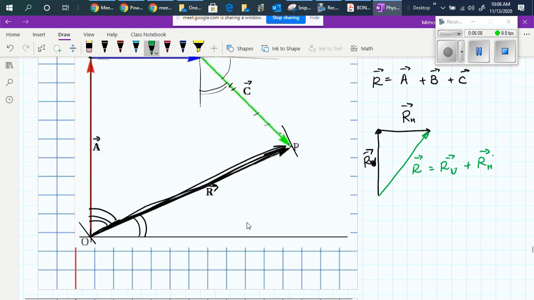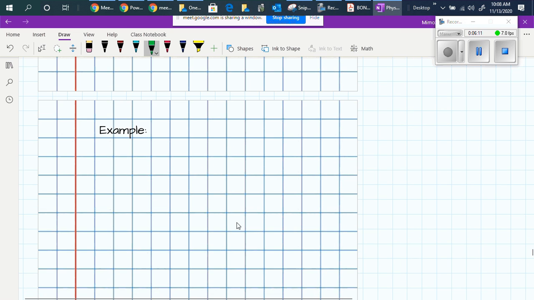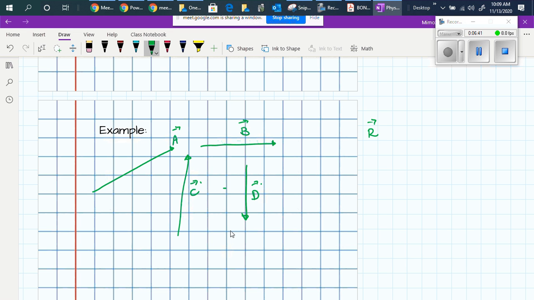Okay, so let's see now more examples with closed polygon. Let's suppose that we have a vector A that looks like this, and then we have a vector B that looks like this, and then we have a vector C that looks like this, and then we have a vector D that looks like this. And what we are doing is actually finding a vector R that is A minus B plus C minus 2D.